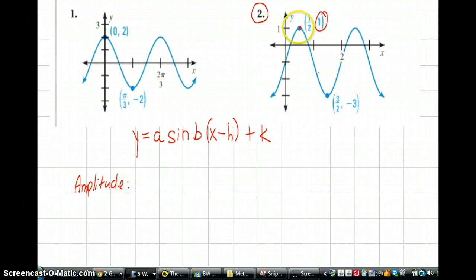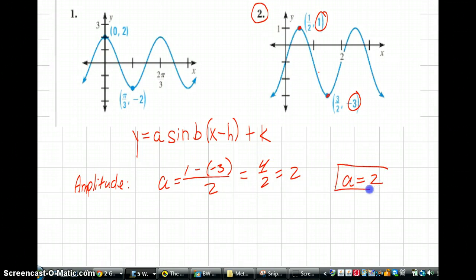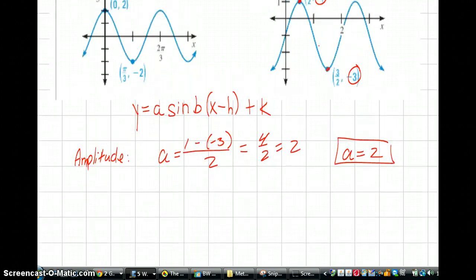Remember, we are taking the maximum of 1 and the minimum of -3. We're subtracting them and taking half of that, so we're going to get an amplitude of 2. Let's box that in so we can identify it later.